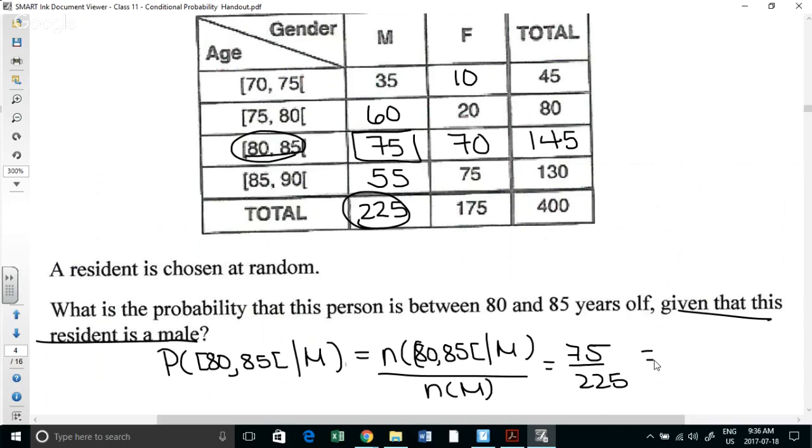And then this can be reduced to 1/3, or 33.3%. Any questions on that or on conditional probability?